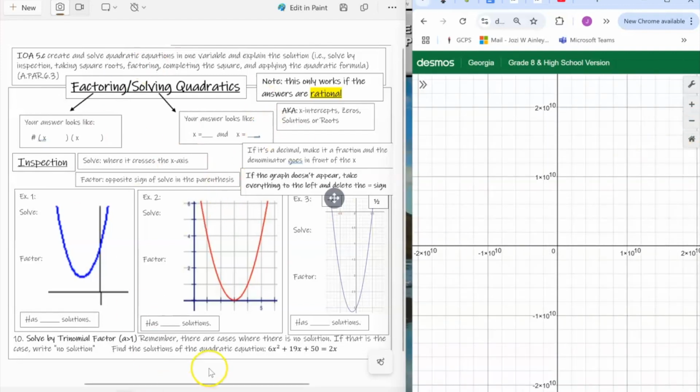So these are my previous notes. We talked about if it doesn't cross the x-axis, it has 0 solutions. If it only touches it 1 time, it has 1 solution. If it crosses 2 times, it has 2 solutions. So your options are 0, 1, or 2.